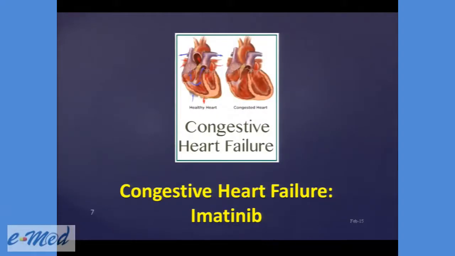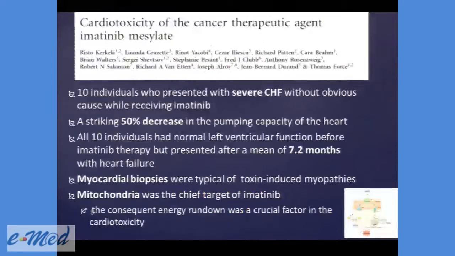I would like to start with the controversial issue of congestive heart failure and its relation to treatment with imatinib in CML. In 2007, Kerkela et al. published 10 patients who presented with severe congestive heart failure while treated with imatinib, 7 months after the initiation of treatment. These patients underwent myocardial biopsies which showed toxin-induced myopathy. This was probably caused by an insult to the mitochondria caused by imatinib, which triggered energy rundown.